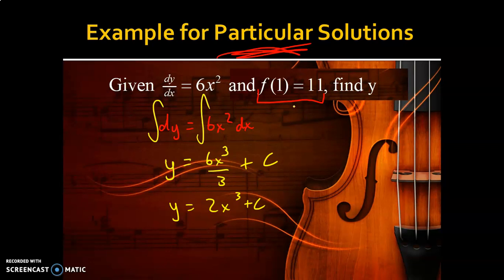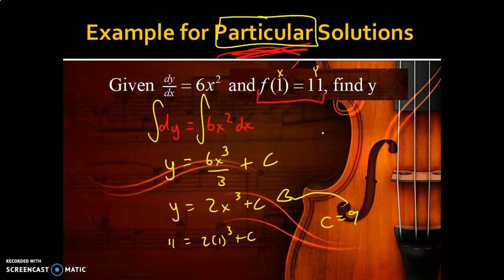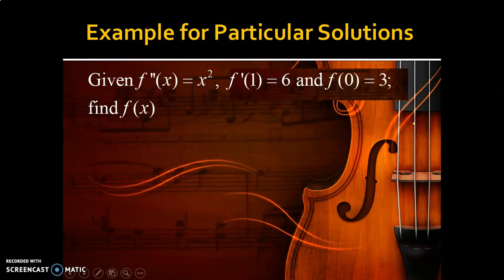And now it's saying, okay, when x is 1, y is 11. So 11 equals 2 times 1 cubed plus c. So we can solve for our c value. On this problem, it would be 9. That's not the answer. The particular solution is y equals with the c plugged in. So y equals 2x cubed plus 9. If you start with the second derivative, you would do the same idea, you just have to integrate twice.